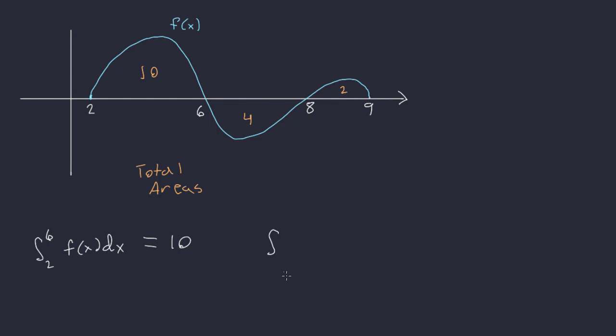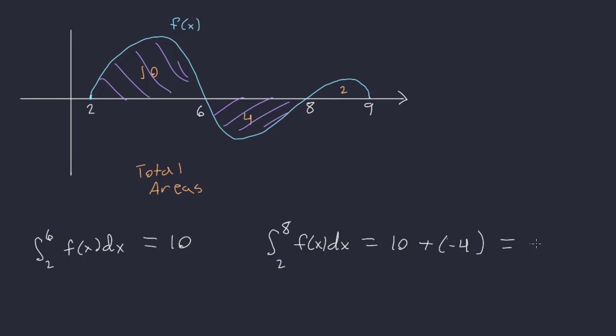Okay, now let's look at the definite integral from 2 to 8 of f of x dx. Well, here now what we're talking about is this region plus this region. But since this region here is below the x-axis, the definite integral of this is going to be our 10, plus the net area here, so we're going to actually get -4. Right, so it's going to be 10 minus 4, which is 6.